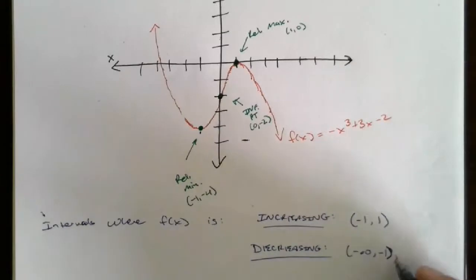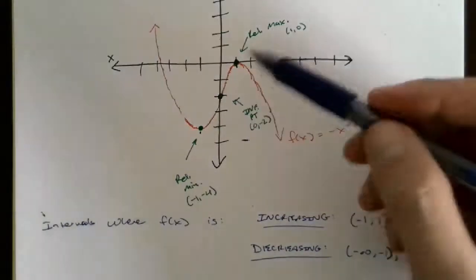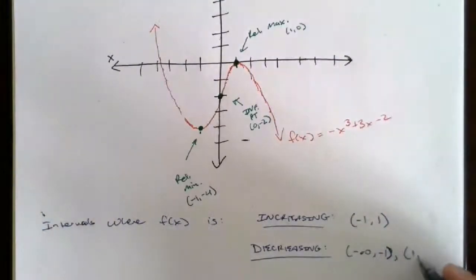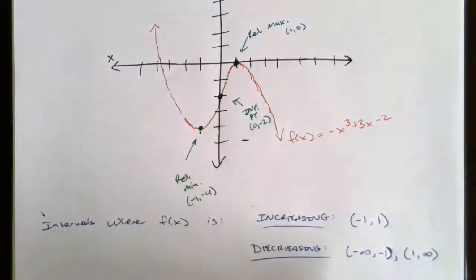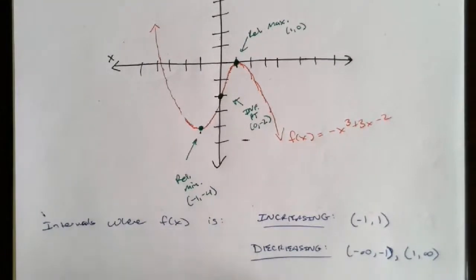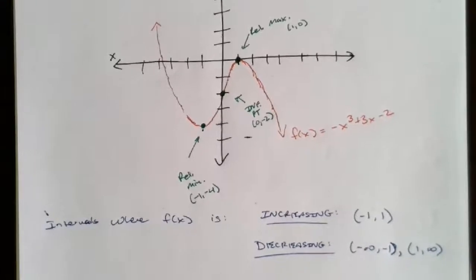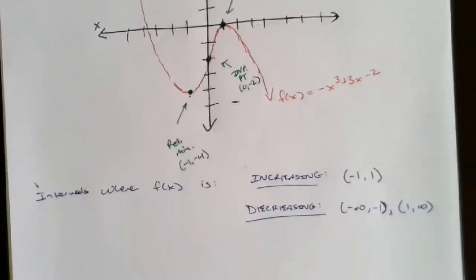And then it's also decreasing where? Well, the graph is moving downward anywhere after x equals 1, so it's also decreasing from 1 to infinity. You don't usually put a union here because we're not talking about it as a domain. We're just talking about where are the intervals where it's decreasing. Well, it's this one, and it's also this one.